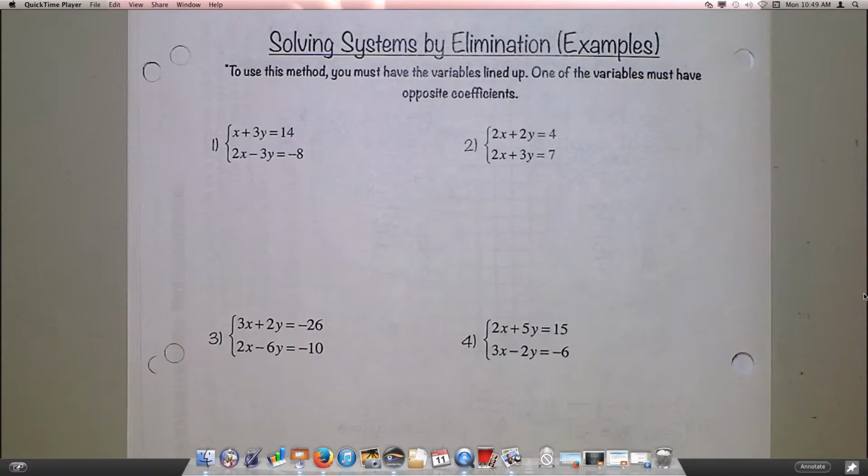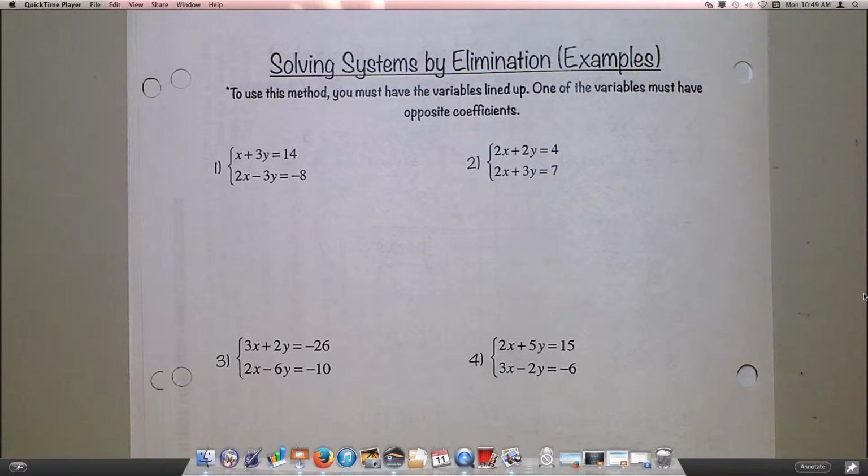Okay, so substitution, just to back up, the big key to substitution was what? x, y. Okay, that was the answer. What did we have to start with? What was the very first thing you have to do when you're doing substitution? Get something by itself. Okay.